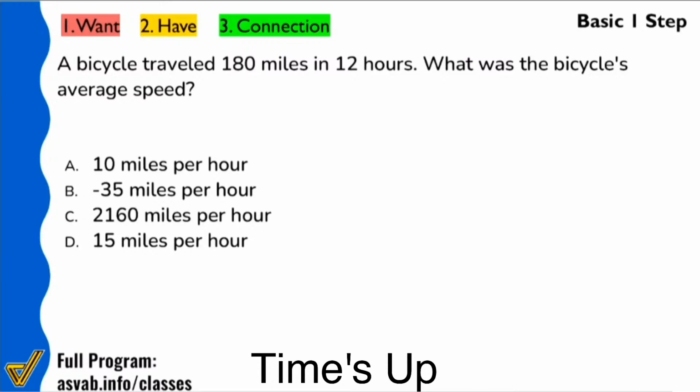The correct answer is going to be my party people D, 15 miles per hour. The correct setup for this problem would have been 180 equals your rate times 12. Again, we're not reviewing every aspect because we want to get as many problems in as we can here. 3, 2, 1. Next problem.